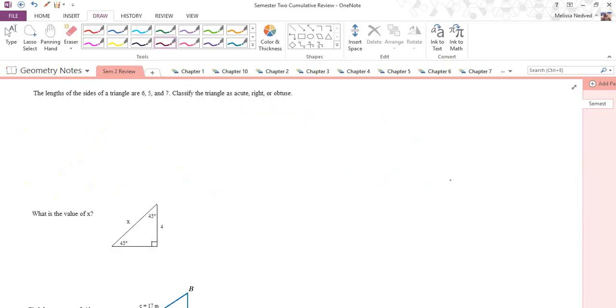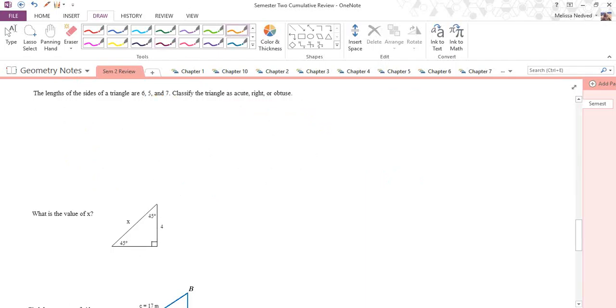This one asks us to take these sides of a triangle and decide if we have an acute, a right, or an obtuse triangle. And to do that, we're going to set it up like the Pythagorean theorem. We're going to take the two smaller sides, label them A and B. The longest side is side C. And then we're going to compare some lengths. So let's start by labeling A, B, and C.